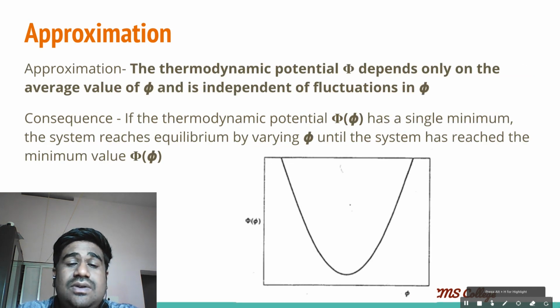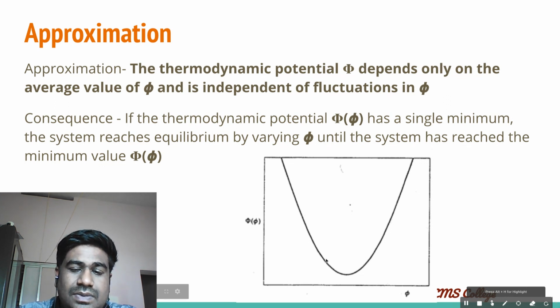So what is the consequence of this approximation? See, consider if a potential has a single minimum. So here the thermodynamic potential has a single minimum, and the system reaches equilibrium by varying the parameter phi until the system has reached the minimum of Phi. So the system will vary phi until it reaches the minimum. So this is the consequence of this approximation. So it will vary the parameter until it reaches the minimum.